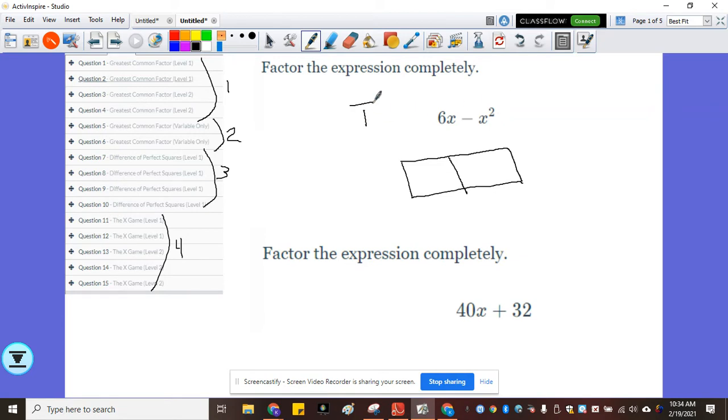So if you're copying it down, just question 1, 6x minus x squared. Your instructions are to factor.